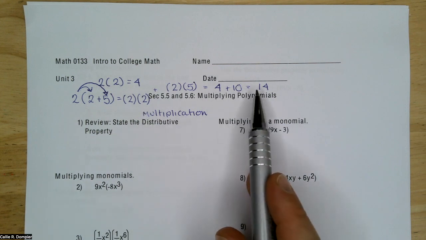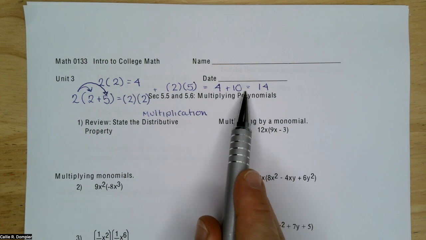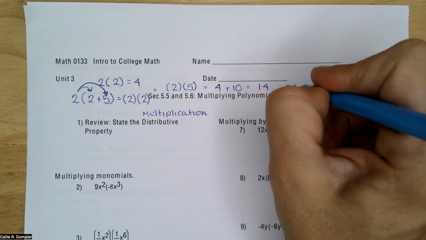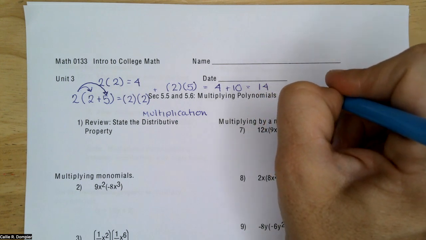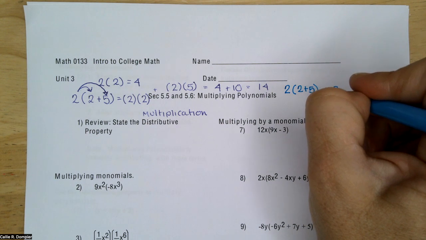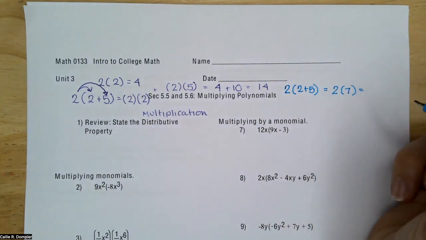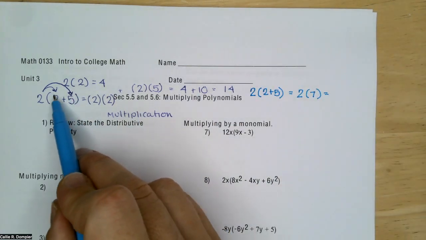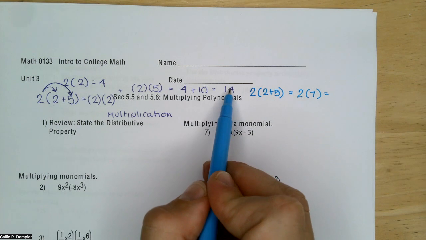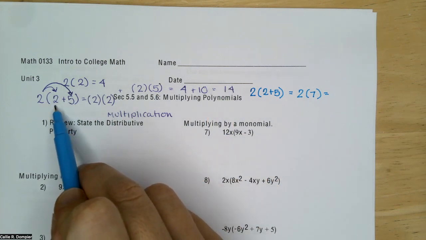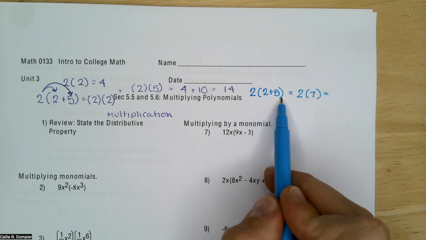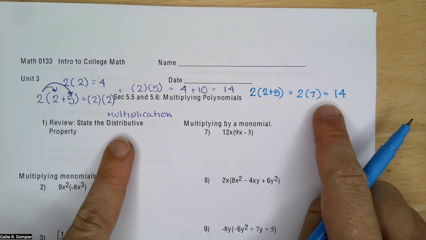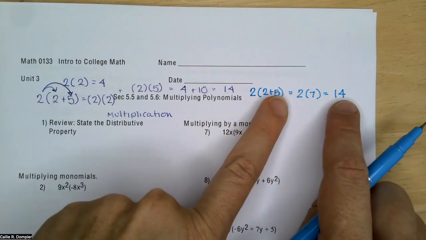2 times 2 is here. 2 times 5 is here. And we can see that you get the same answer as if you were to solve it a different way. So we got 2 times the quantity 2 plus 5 is equal to 14. And 2 plus 5 is 7. So 2 times the quantity 2 plus 5 is also 2 times 7, which is also 14. So you end up with the same answer from the distributive property as from just simplifying and multiplying.